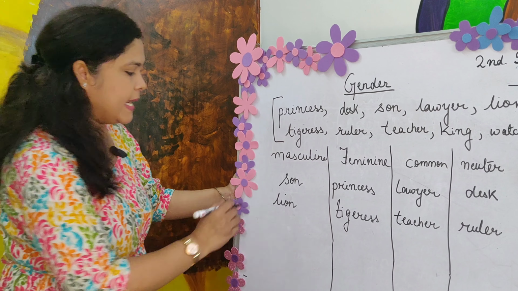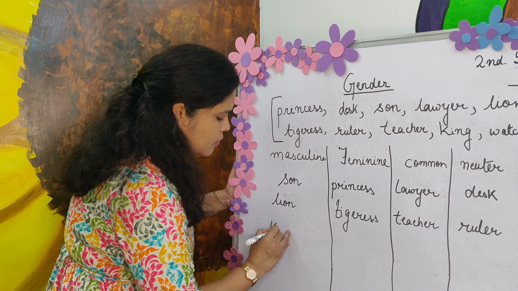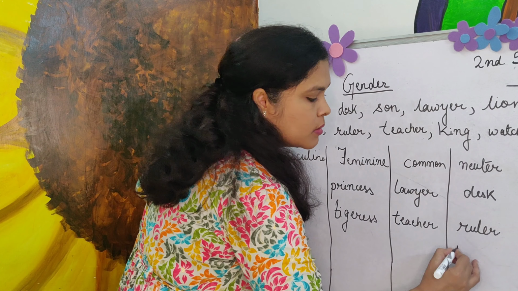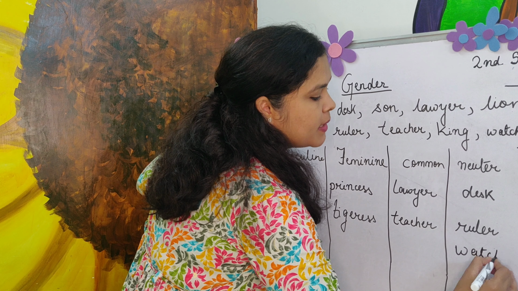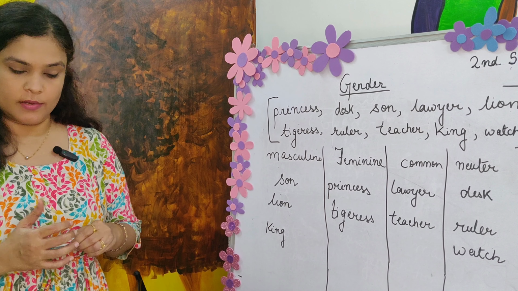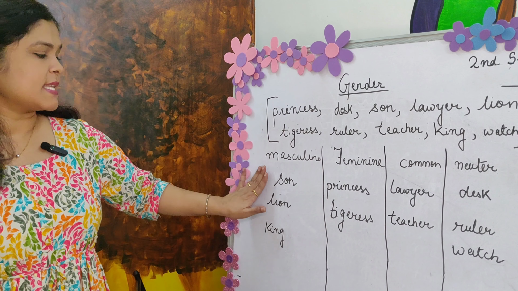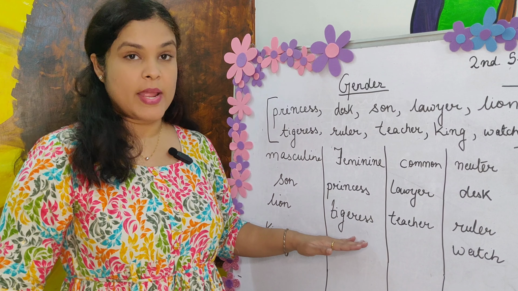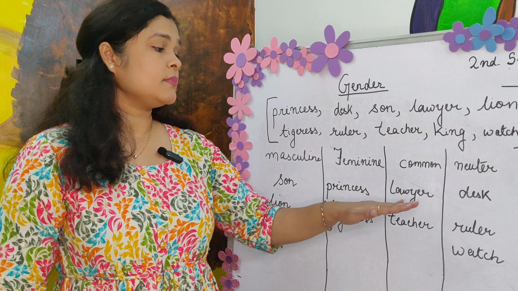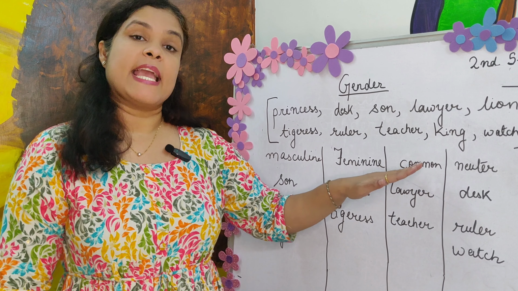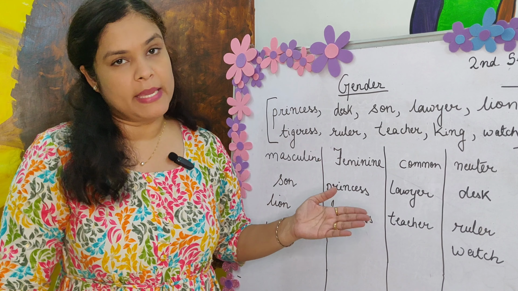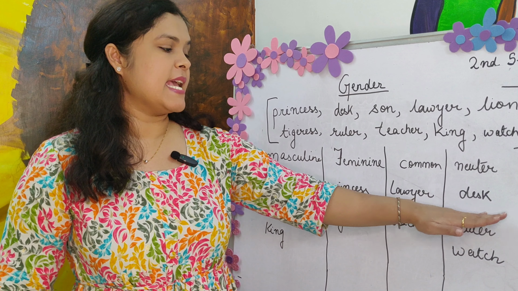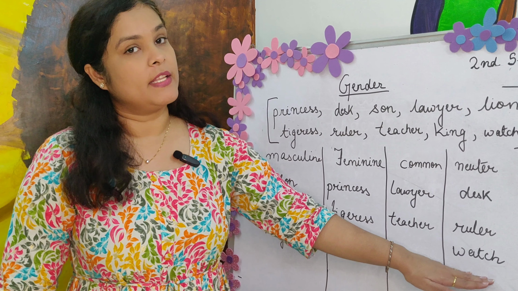King, king is a male. So we put this under the category of masculine gender. A watch will be a neuter gender. Okay, this is fun. So we see that son, lion, king, they're all masculine gender. Princess, tigress, it's feminine or female. Lawyer and teacher, they can be both, like they can either be a male or a female. So we write them under the common gender. And neuter gender, we see desk, ruler, watch. These are all non-living things, right?